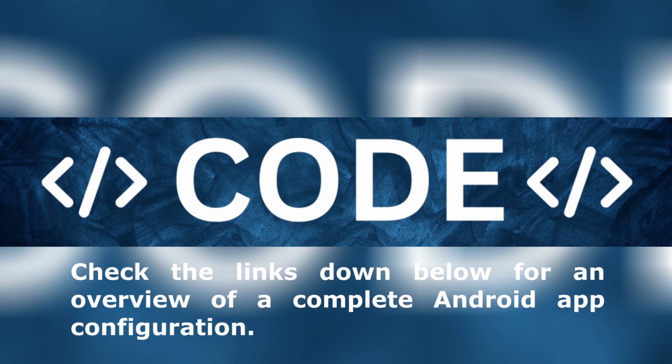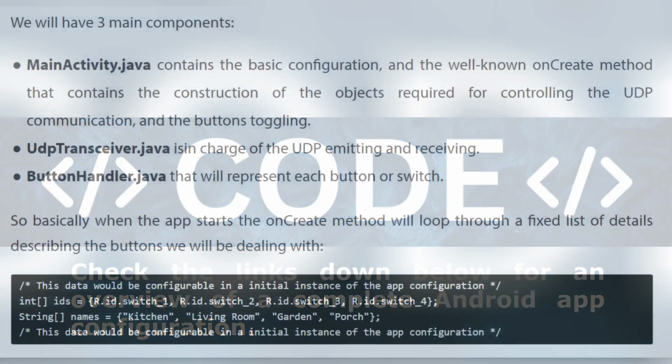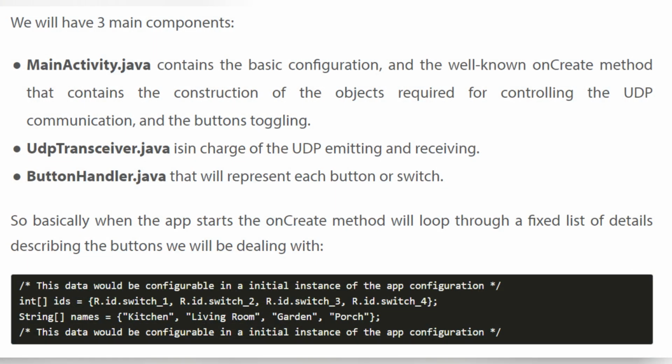Please take a look at this for an overall view of the complete structure of the Android application. In this tutorial, we will be explaining the components related exclusively to the Java code. We will have 3 main components: MainActivity.java that contains the basic configuration, and the well-known onCreate method that contains the construction of the objects required for controlling the UDP communication and the buttons toggling. UDPTransceiver.java is in charge of the UDP emitting and receiving. ButtonHandler.java will represent each button or switch.